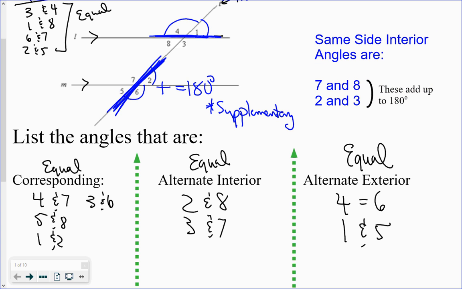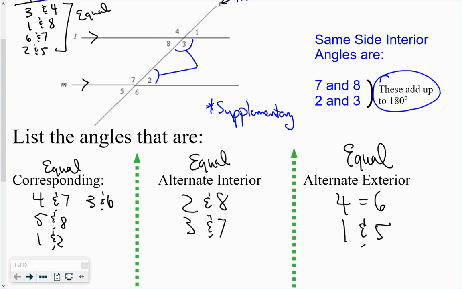Now, not all angles are considered equal. Same side interior does come up every now and then. Same side interior, so same side means they're both on the left or they're both on the right. Interior means they're on the inside. So this would be 3 and 2. So 3 and 2 are considered same side interior, but these are not equal to each other. These ones add up to 180. So the other ones, 7 and 8, are considered same side interior. Again, they're not equal to each other, but they do add up to 180 degrees.